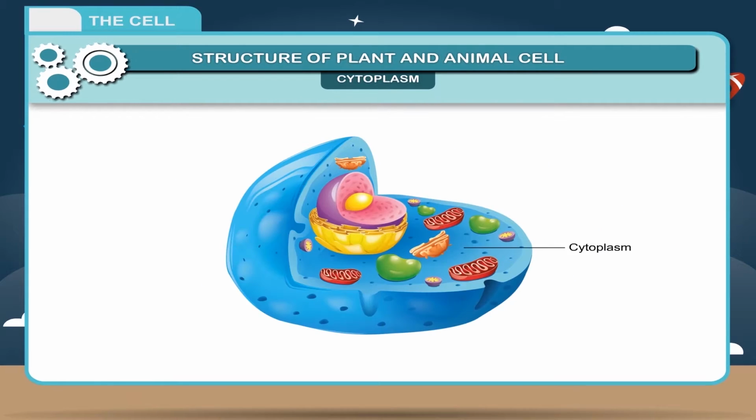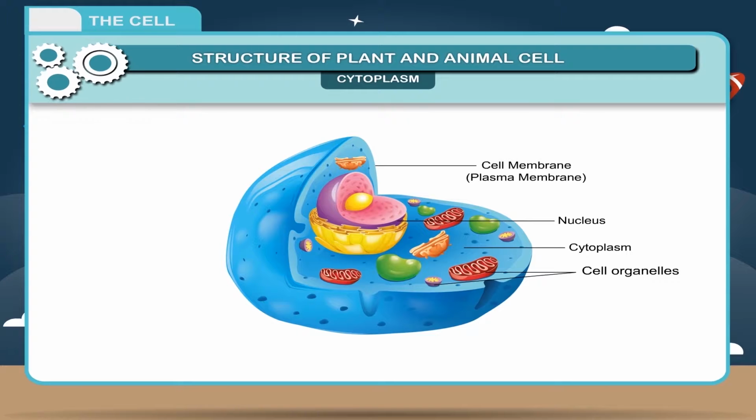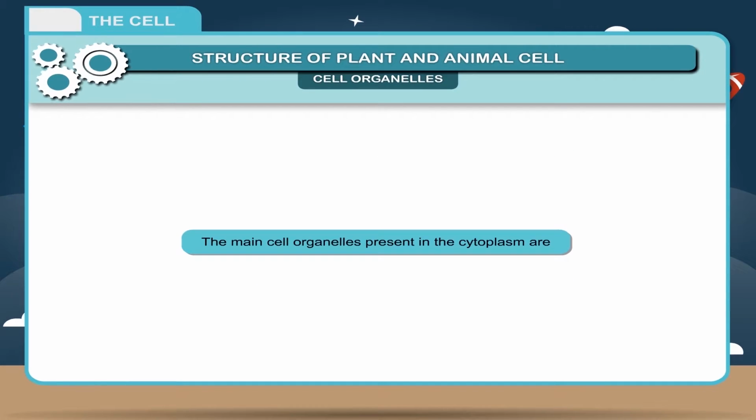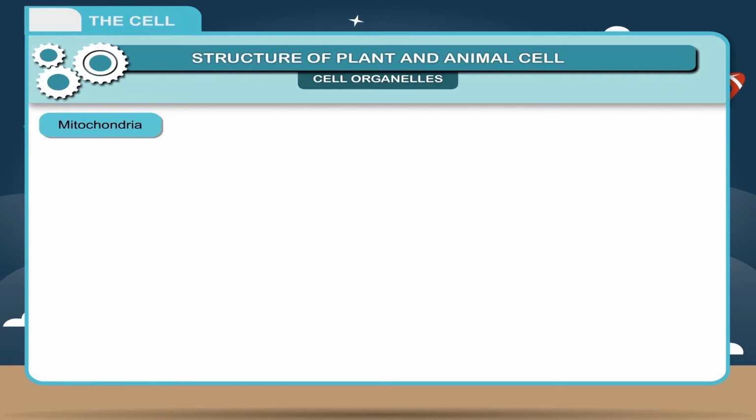Cytoplasm. It is the part of the protoplasm present between the plasma membrane and nucleus. It is a colorless and transparent fluid inside the cell membrane. All the vital functions of life take place in the cytoplasm. Cytoplasm contains many tiny structures called cell organelles. Cell organelles. The main cell organelles present in the cytoplasm are mitochondria.